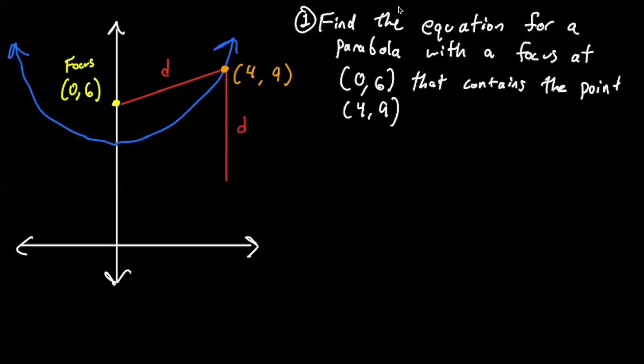So whatever directrix we have down here is going to be D units below that point. So those distances are equal. What we can do to start off is sketch a quick triangle here.